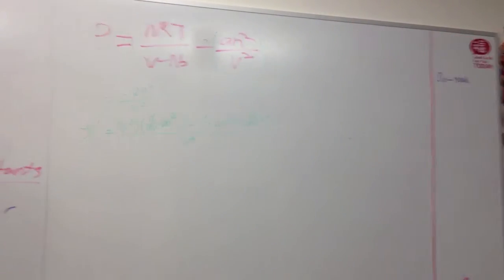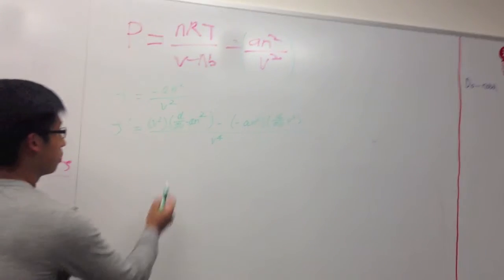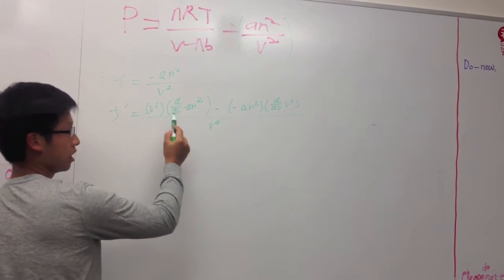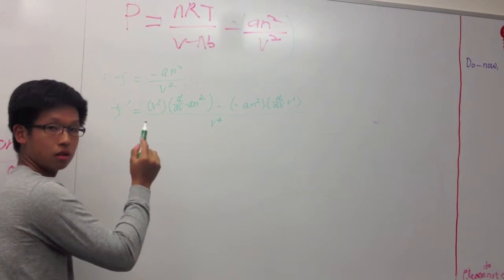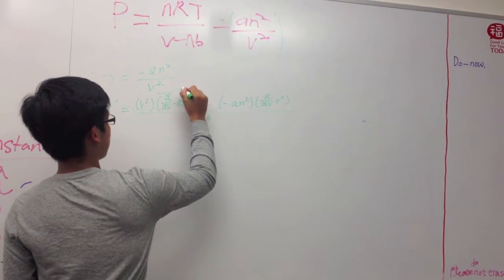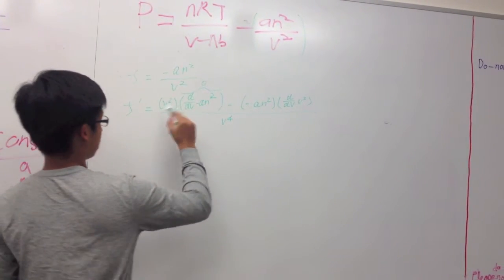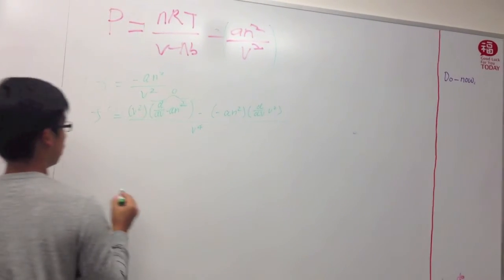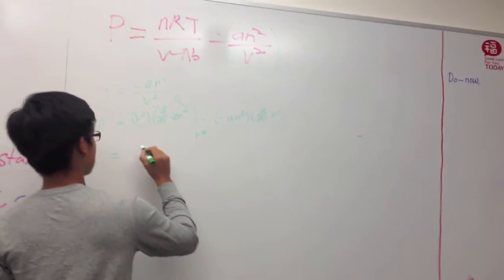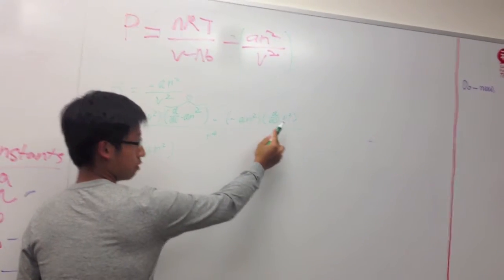As we know, the constants of this function are a, n, b, R. From here, this a and n, if you take this one out, it will be a n squared times the derivative of 1, which is 0. So this big thing is 0. Anything times 0 is 0. So we can just cancel the whole term out here. So negative, negative is positive. So it's a n squared times the derivative of V squared.